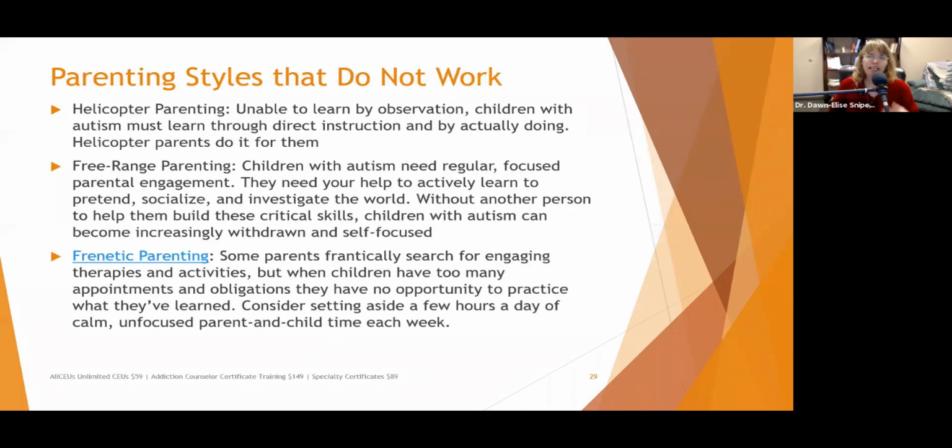Helicopter parenting and free-range parenting do not work because they prevent the child from growing. And frenetic parenting, when parents frantically search for engaging therapies and activities, can also overwhelm the child. So it's important to take a breath and focus on empowering the child who has different abilities, instead of seeing them as somebody who needs to be treated like they're breakable, or on the other end of the spectrum, not given enough guidance.